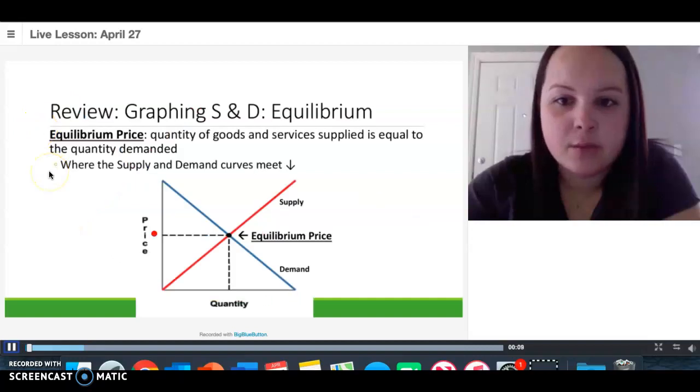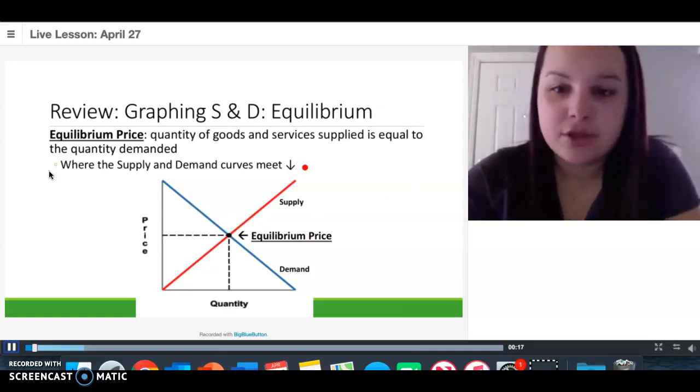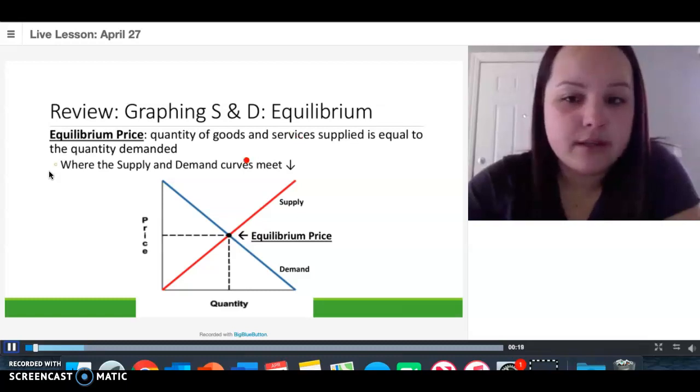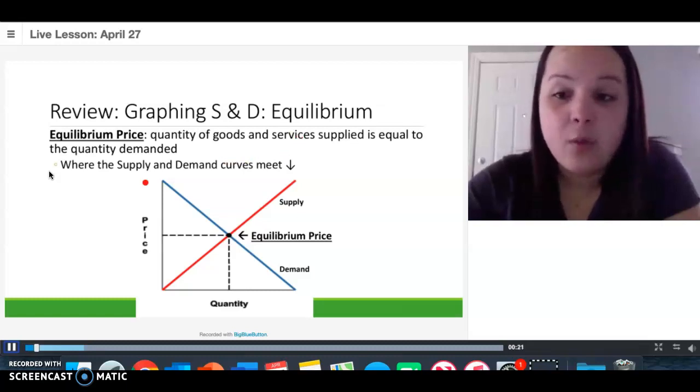About what you guys went over on Friday. First, starting with what equilibrium is, how to find the equilibrium price. Now remember, equilibrium price is just showing us the quantity of goods and services supplied when they are equal to the quantity demanded. So essentially that's the price they will go for. And you can always find the equilibrium price at the intersection point between the supply curve and the demand curve, wherever that intersection point may be. So that's our equilibrium price.